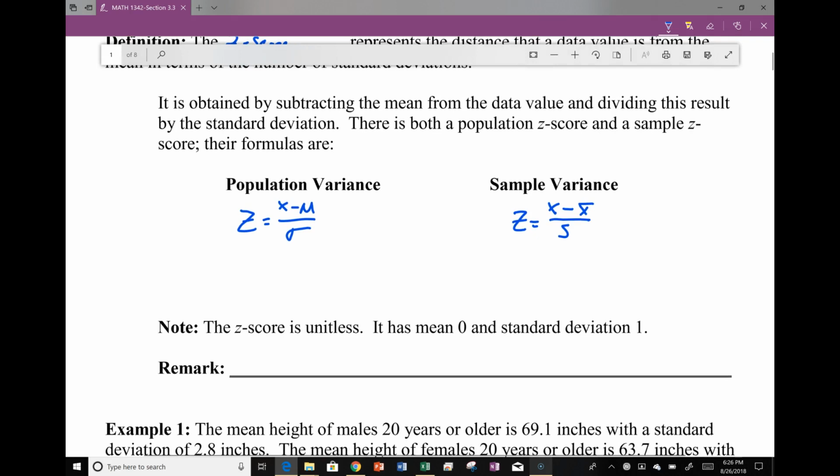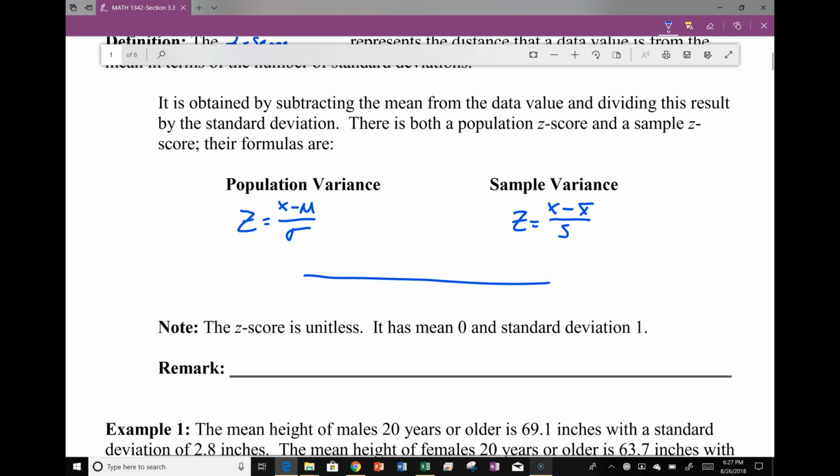The z-score is unitless, and it's because whenever we divide minutes by minutes or inches by inches, they cancel each other out. They divide out. And so z-score is unitless. It has a mean of 0 and a standard deviation of 1. Again, a z-score of 1 means that it is 1 standard deviation from the mean.